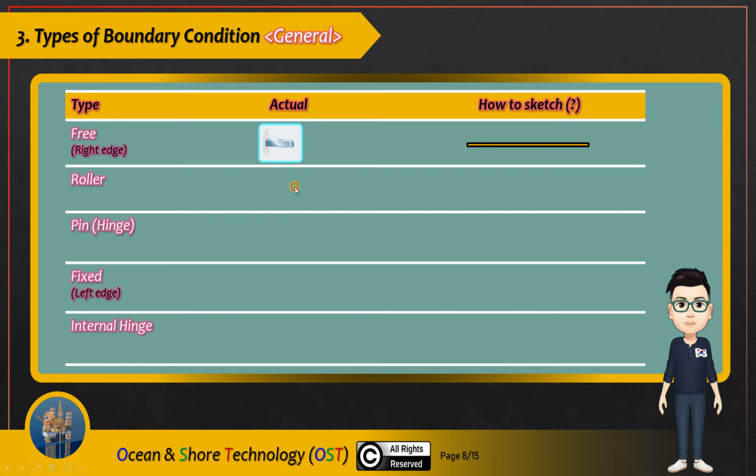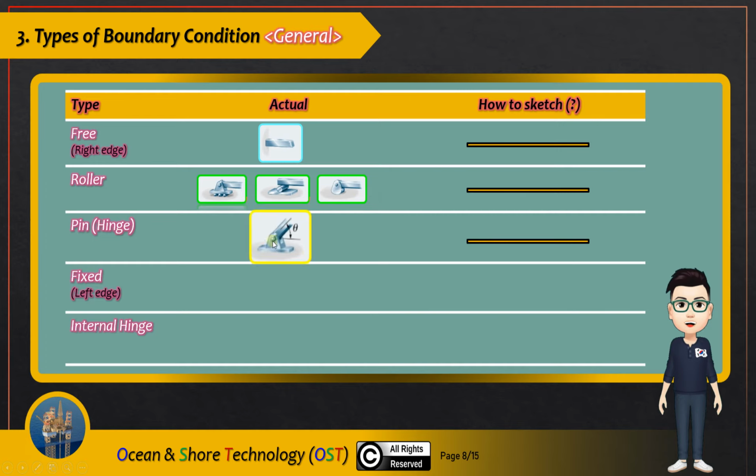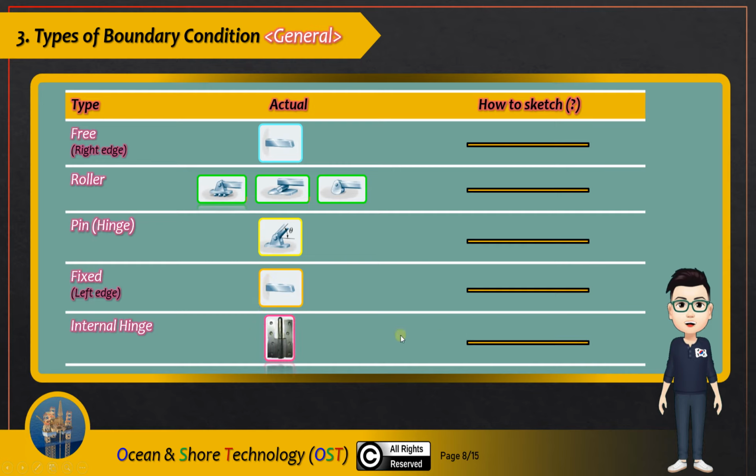And in the case of roller, generally we can see that this is the roller system, like here. Sometimes we put it like that, or represented by this shape. And in the case of pin, most common cases, we call the hinge conditions. And this is the fixed condition, left hand side, right? And the internal hinge like that.